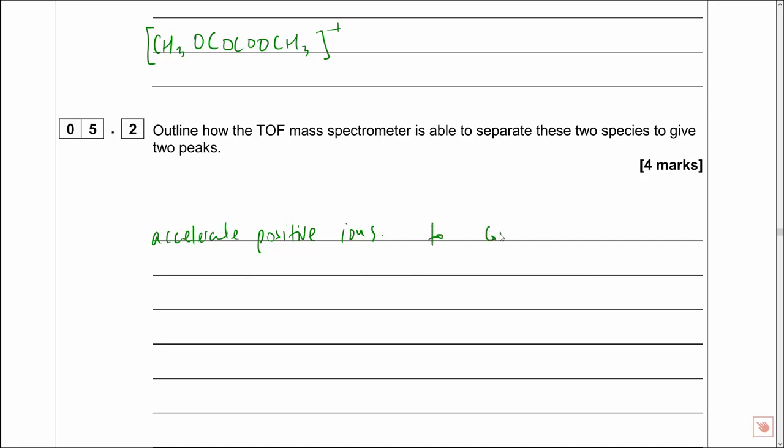And the key phrase to use is that when they're accelerated, they end up with a constant kinetic energy. All the ions involved hit the same kinetic energy. It's then down to their mass charge ratio as to ultimately the speed that they reach. So they hit the same kinetic energy.